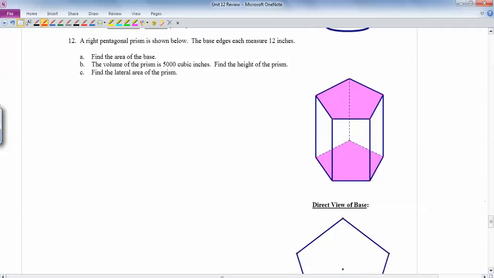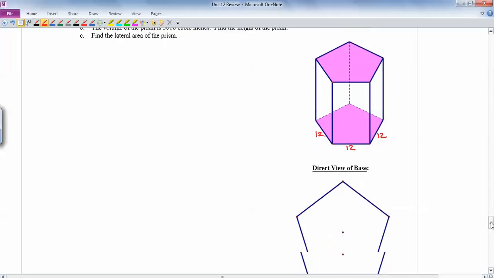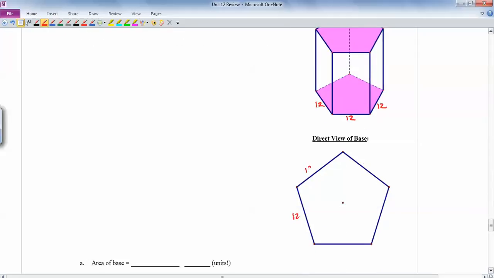So let's see, we've got this pentagonal prism. It's a regular pentagon. Each side is 12 inches. We don't really need all the 12s, but you get the idea. Okay. Find the area of the base. Well, we only need the bottom diagram for that. I can cut it up into congruent triangles here.